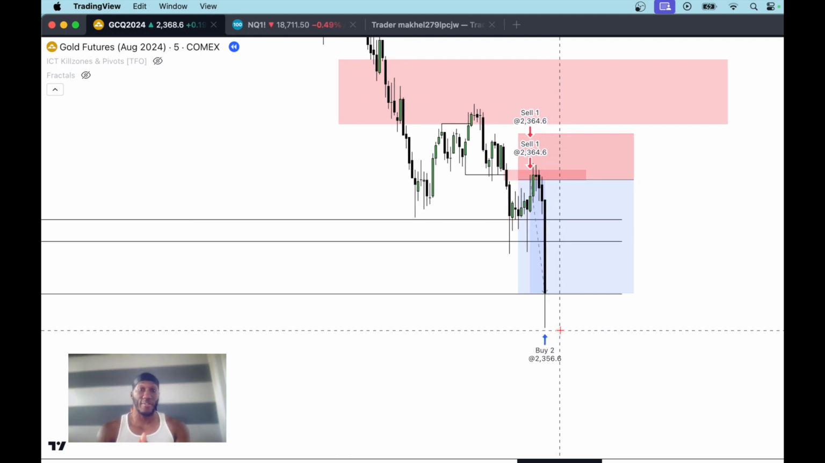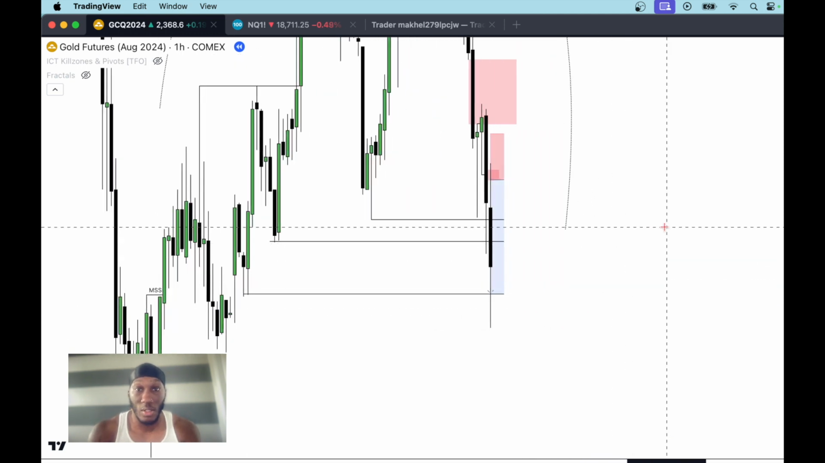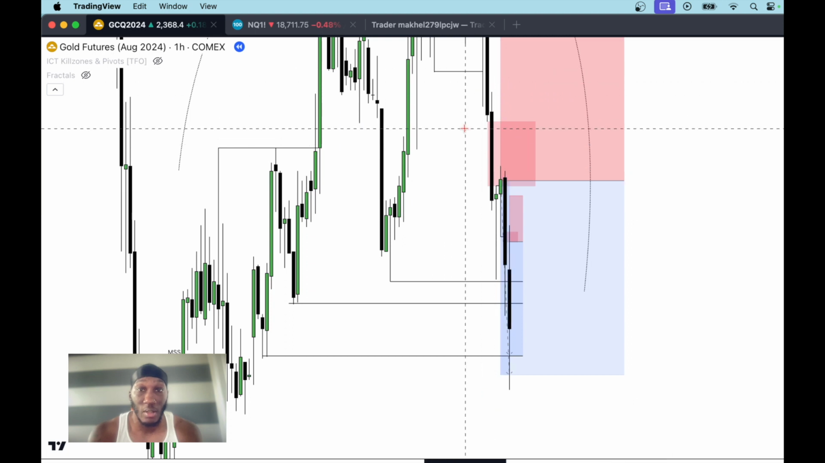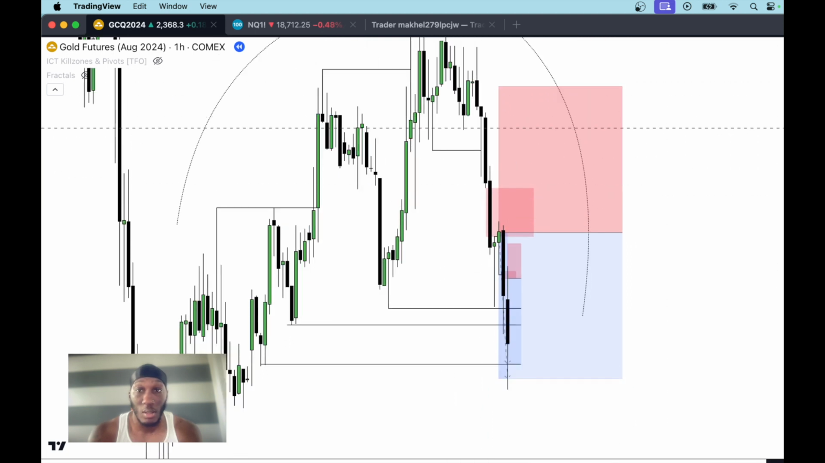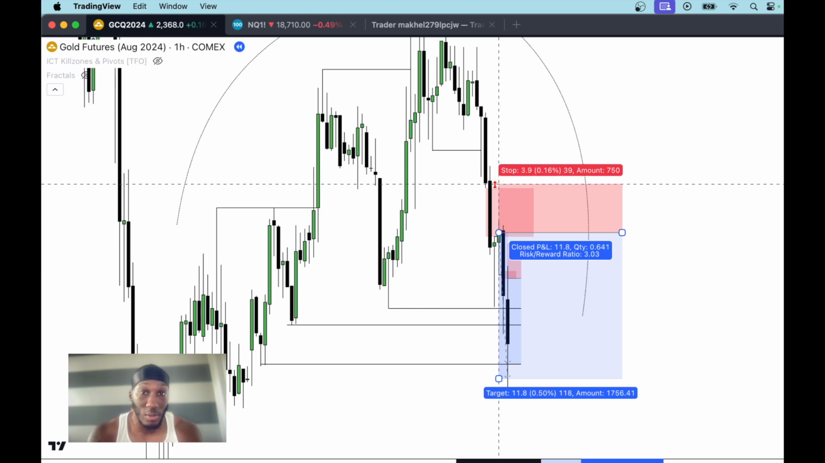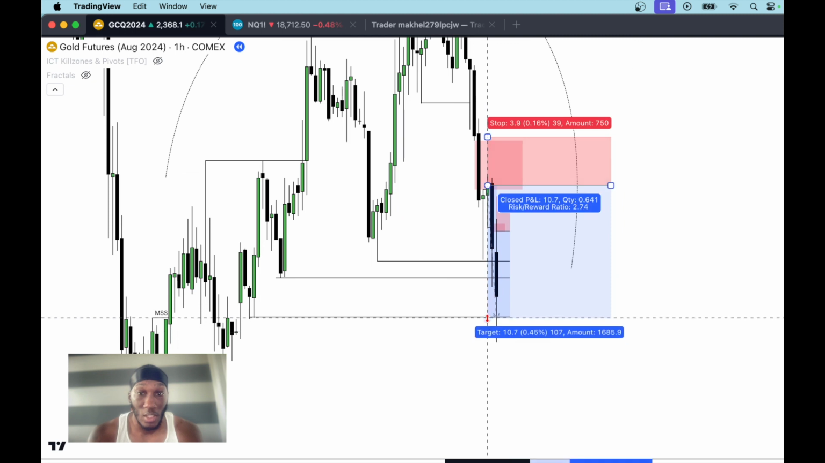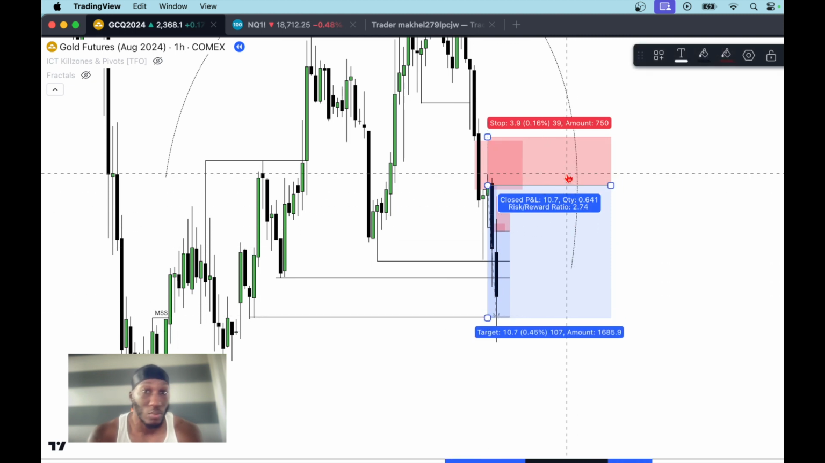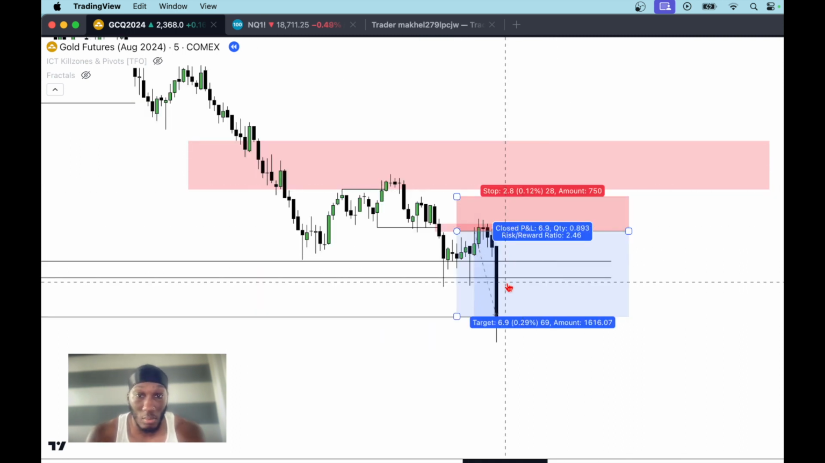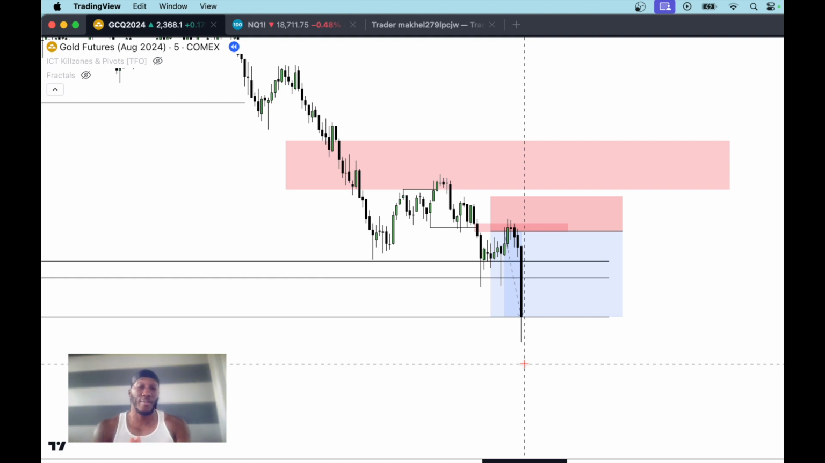And if you're not comfortable on a 5 minute, you could have took this on a 1 hour and still made profit. You could have entered your trade here and put your stop loss somewhere either here or above this fair value gap and targeted these lows for a 1 to 2, 1 to 3. But on the 5 minute, you get still same thing, 1 to 2. The difference is the time of the trade.